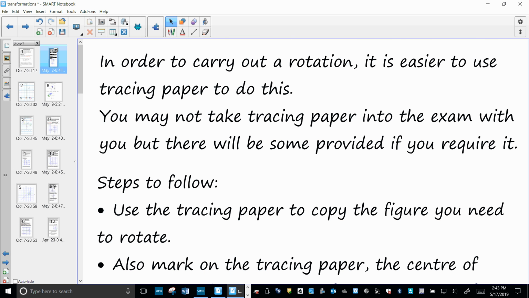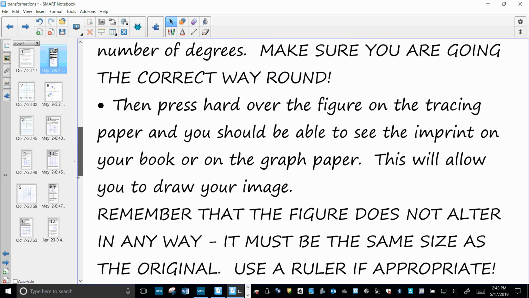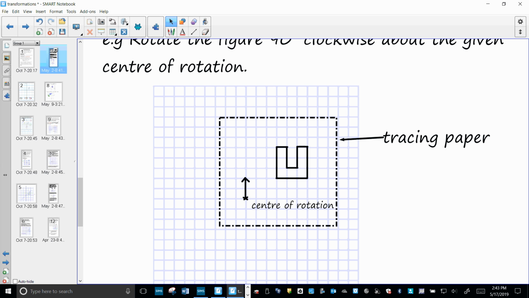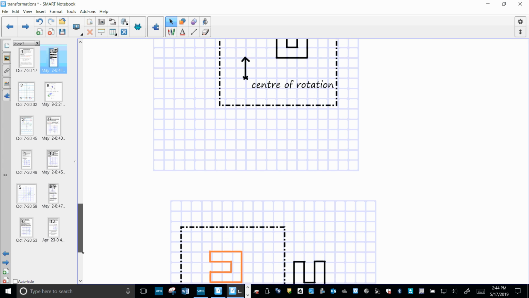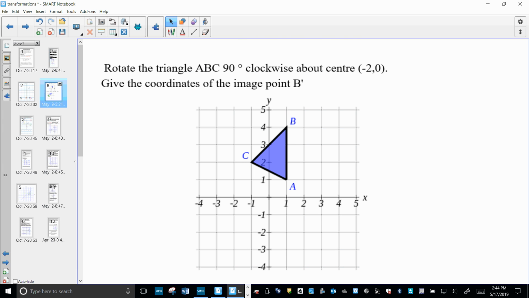So it tells us how to use the tracing paper. Okay? So they're just instructions. So as a reminder, you've got your tracing paper, you mark on the centre of rotation, mark your arrow, and then you decide which direction you're going and where you want your arrows to end up. Okay? So let's try with these two.